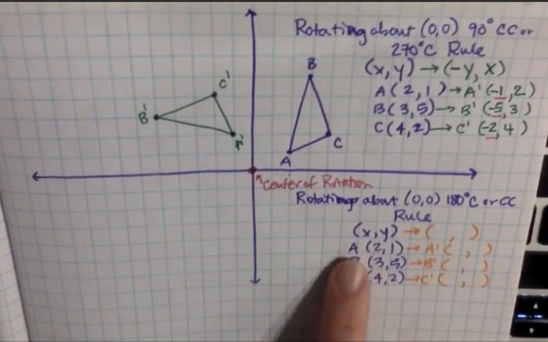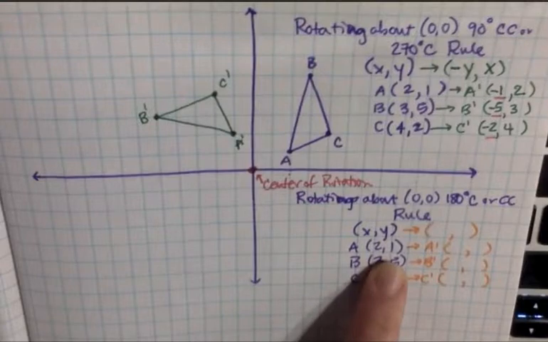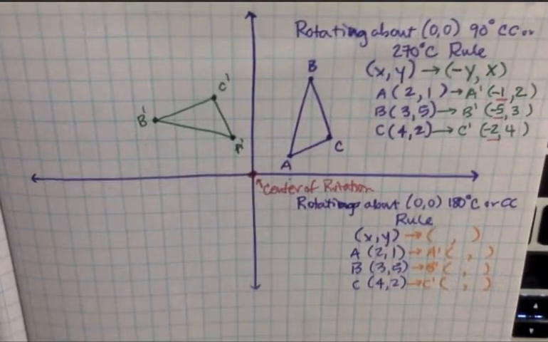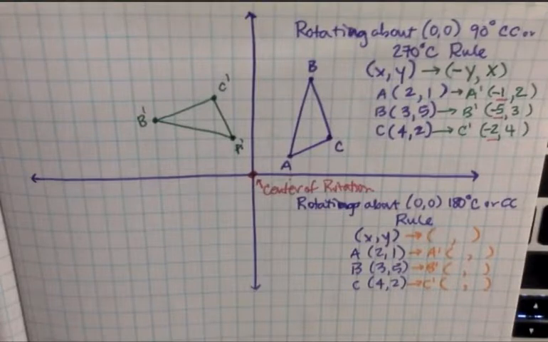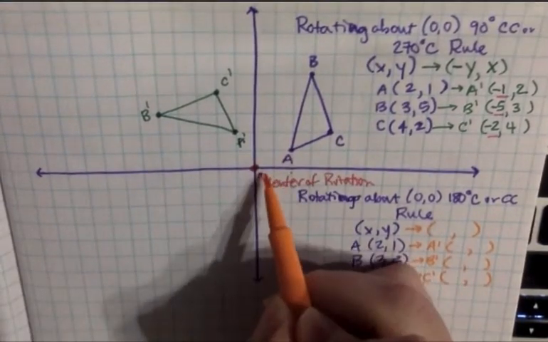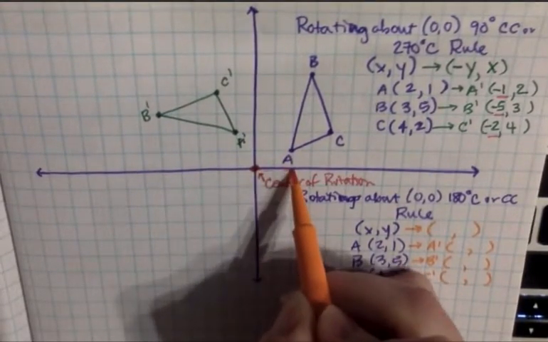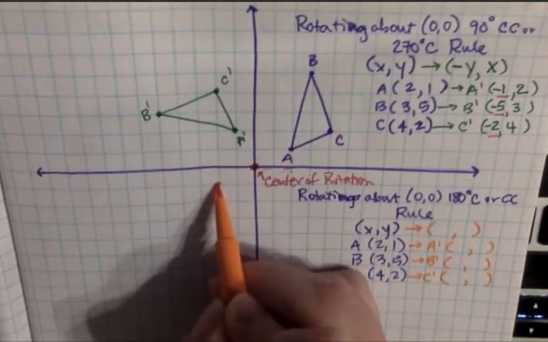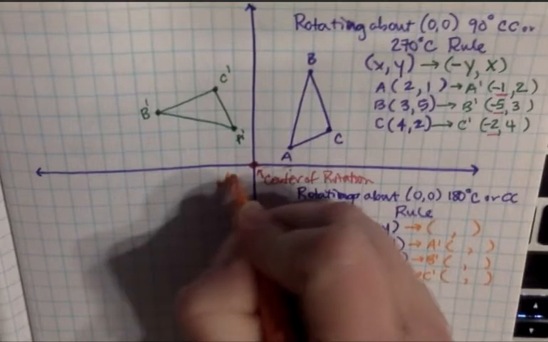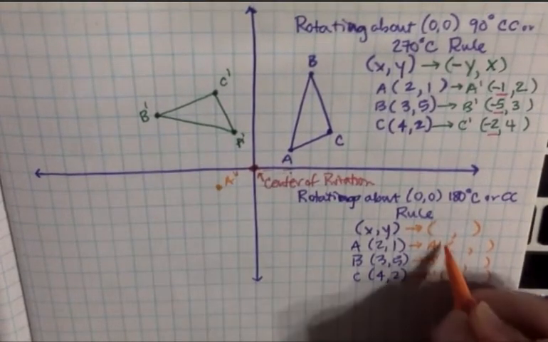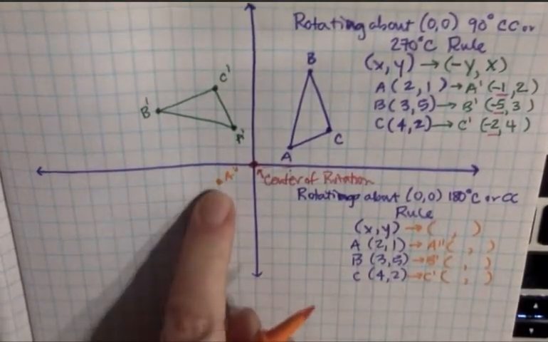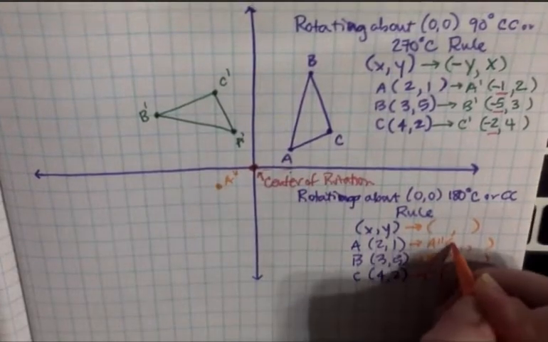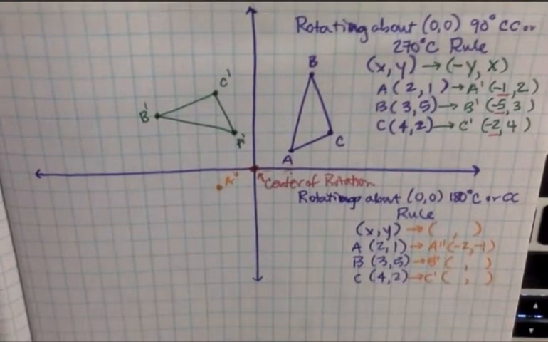So now let's look. A is 2, 1 over here. We're going to bring it around to the other side in a rotation of 180 degrees. So this, over 2 and up 1, is now going to be over to the left 2 and down 1. So A double prime ends up becoming -2, -1.